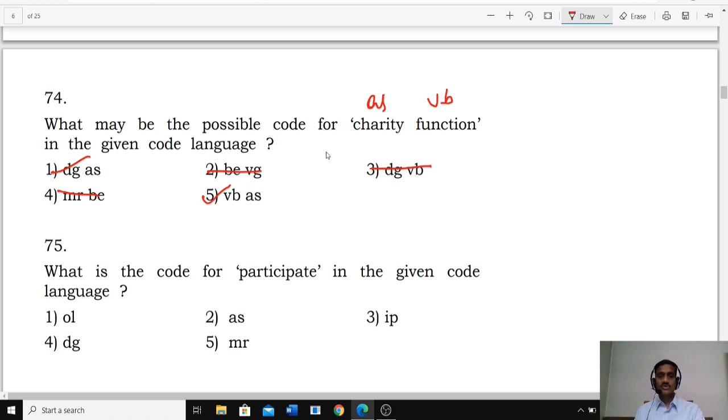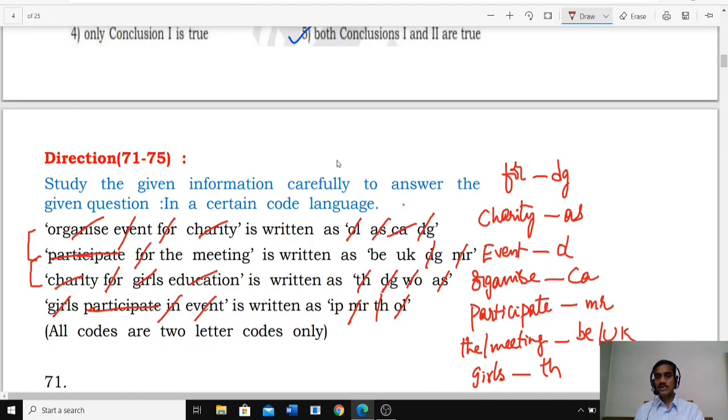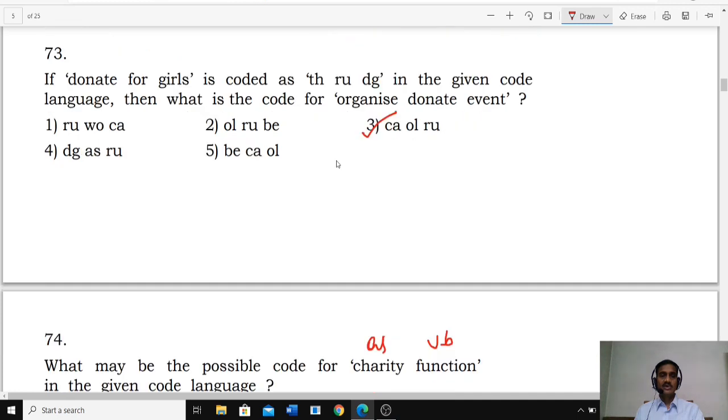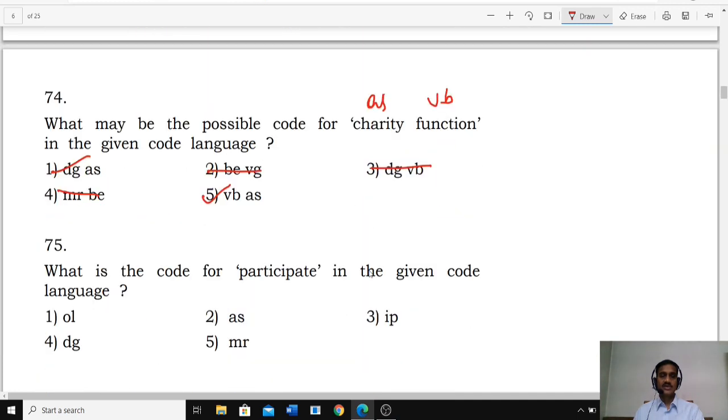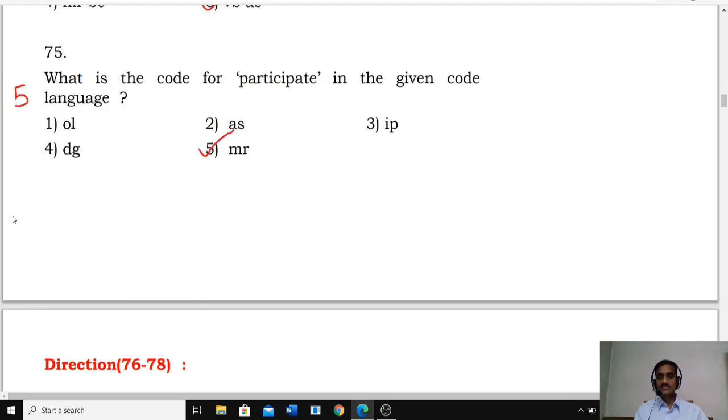What is the code for the word participate? Participate is MR. MR is the code to the word participate, and it is given in choice 5 again. Done with this. Now this is about question number 71 to 75, and it is based on coding and decoding. Now 10 questions, at the most it will take only 5 minutes.